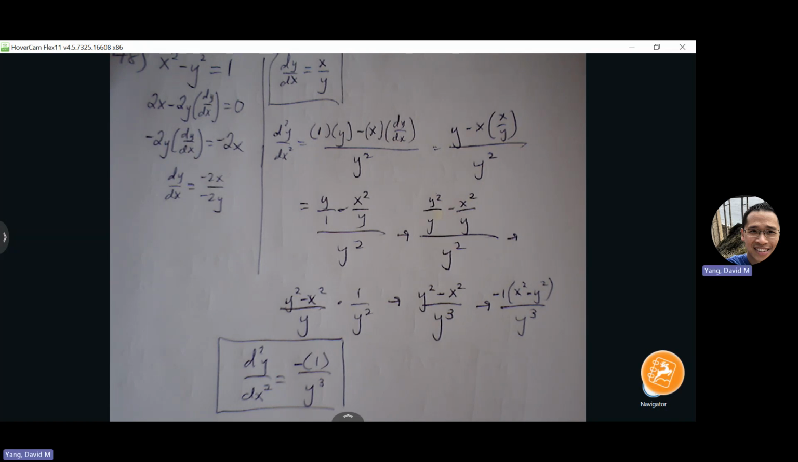Once you get your dy dx to pop up, replace that dy dx with x over y from your original first derivative. And then once everything starts with x and y, we have to resolve that complex fraction, common denominator, to merge the two fractions together, and then multiply by the reciprocal. And then we look for the chance to make another set of substitution from the original equation. We get all the way down to negative 1 over y cubed. Any questions here?